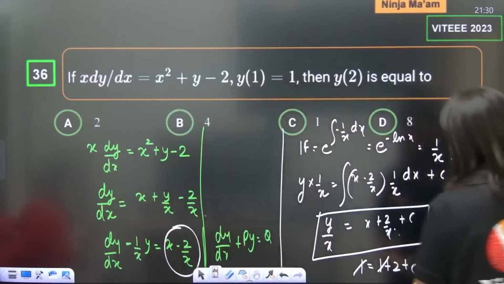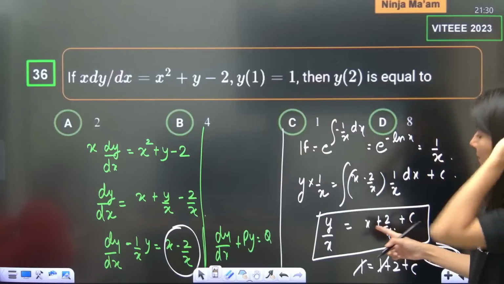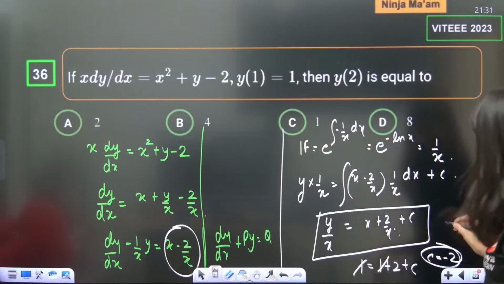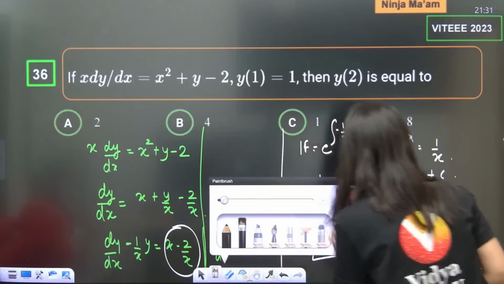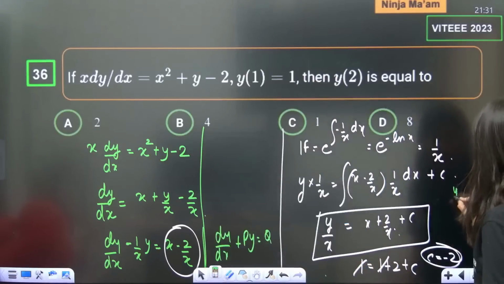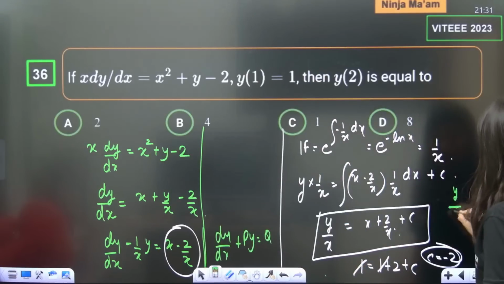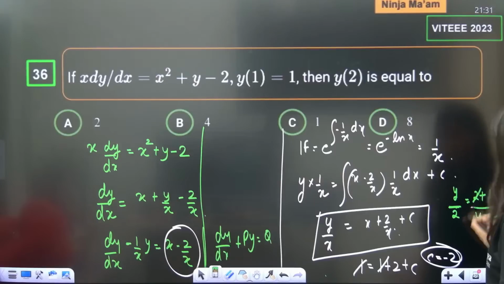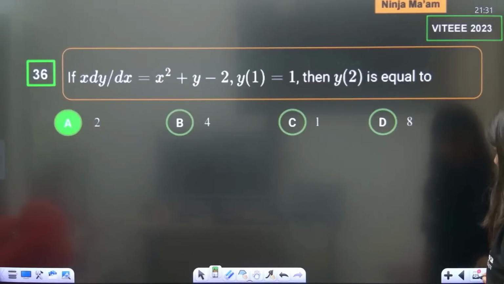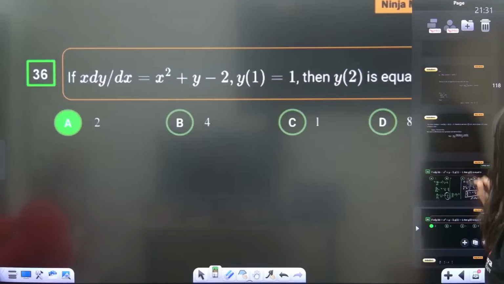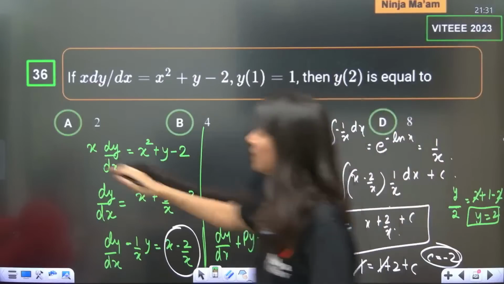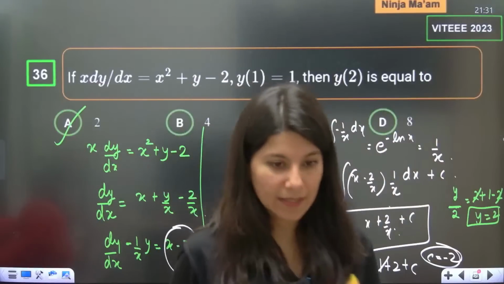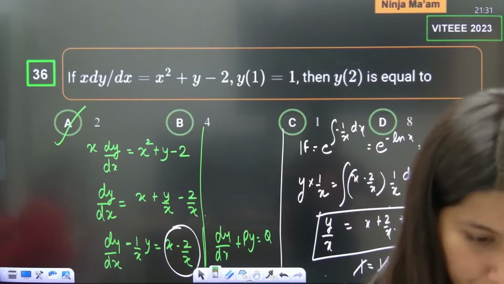Now the moment c is minus 2, for y of 2, that means now you have to put x equals to 2. So the moment you put x equals to 2, y by 2 is equals to 2 plus 1 minus 2. So y is actually coming out as 2. 2 is the correct answer of this question. Everybody, yes? Okay.